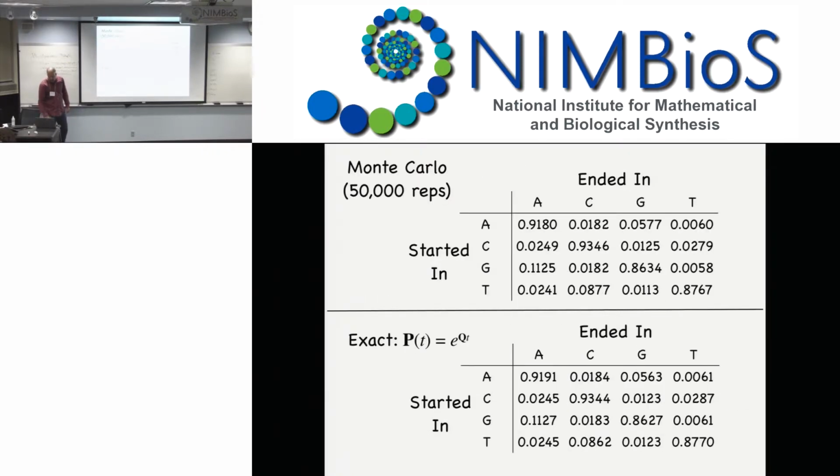Now it turns out you don't have to use Monte Carlo simulation to calculate these transition probabilities. So here are the Monte Carlo estimates of the transition probabilities based on 50,000 simulations, 50,000 for each row. So there's 200,000 simulations total to get this. These are the exact probabilities to 4 decimal places. So, for instance, the transition probability AA is 0.918. That 0.918 is the Monte Carlo estimate of 0.9191. This is the exact probability, that's the estimate.